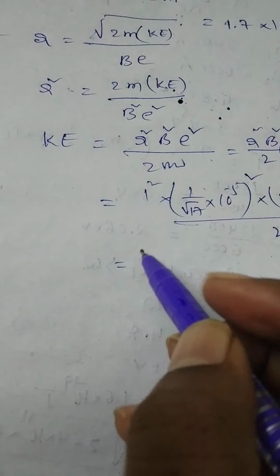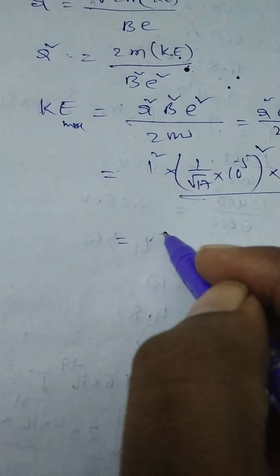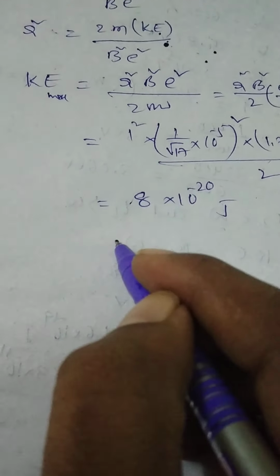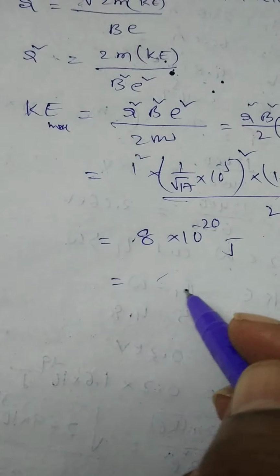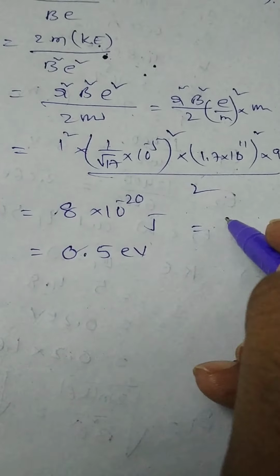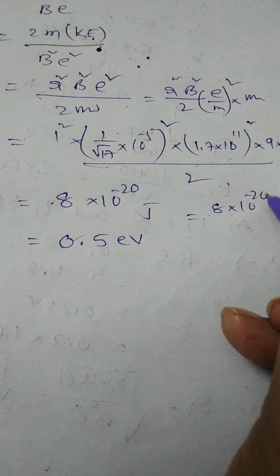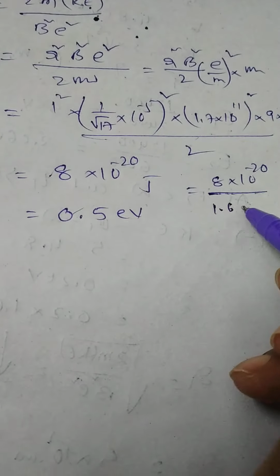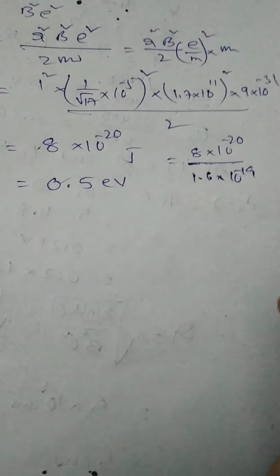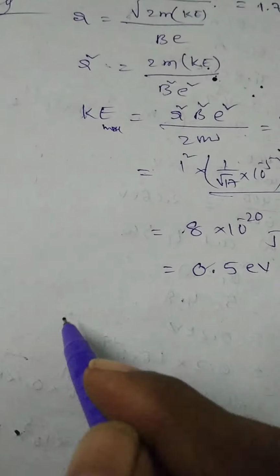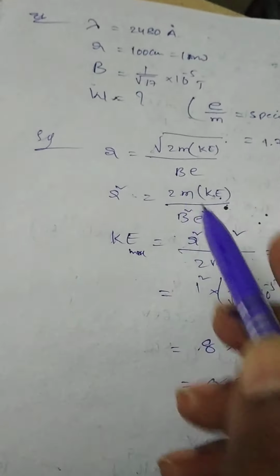On solving this equation, maximum kinetic energy of photoelectrons is 8 into 10 power minus 20 joules. Converting into electron volts, it is approximately 0.5 electron volts. That is 8 into 10 power minus 20 joules, and 1 joule is equal to 1 by 1.6 into 10 power minus 19 electron volts. So 0.5 electron volts. Now we'll find the value of the work function.